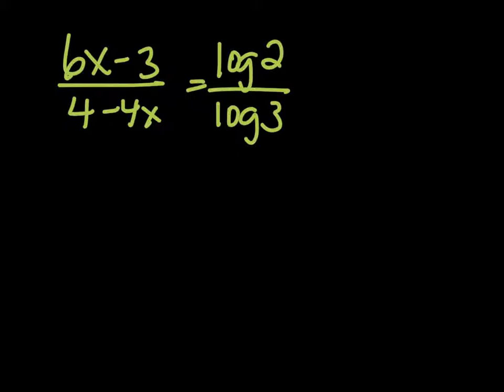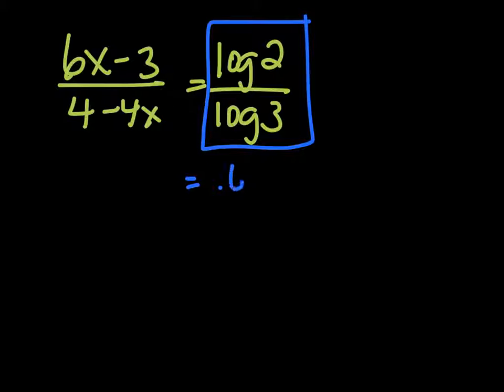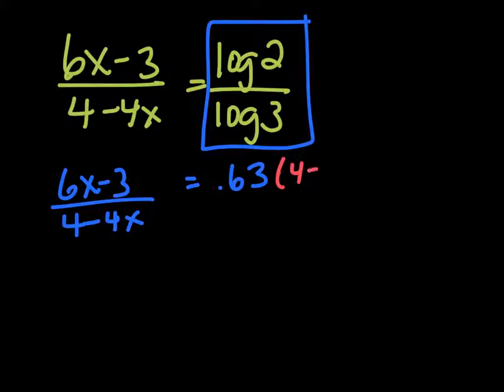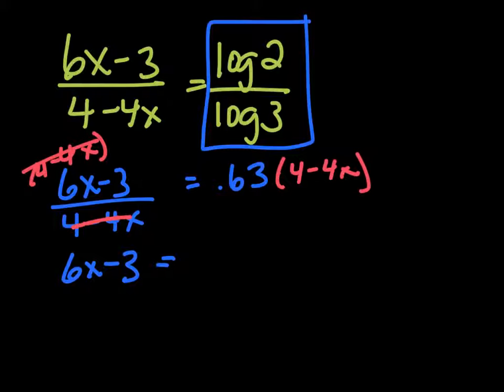So we're going to plug this in the calculator, log 2 over log 3. Log 2 divided by log 3. And I'm going to round this to 2 decimal places. 6x minus 3 over 4 minus 4x. And then we're going to solve. Multiply both sides by 4 minus 4x. That way those cancel. You have 6x minus 3 equals 0.63 times 4.